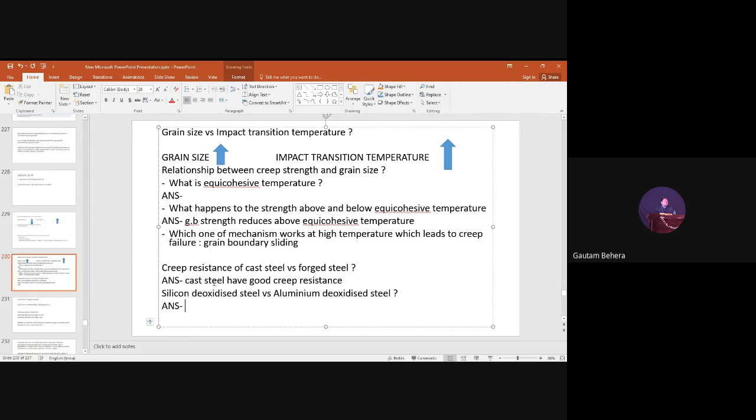Why? In the previous class I already told you, if you want to reduce the grain size, then you have to add some alloying elements, vanadium, niobium, aluminum, because they form either carbides, nitrides, or oxides, and they remain in the grain boundaries. So they pin the grain boundaries. That means aluminum oxide steels are finer grain steels, but silicon dioxide steels are not finer. Okay? So silicon dioxide steels have high creep resistance.